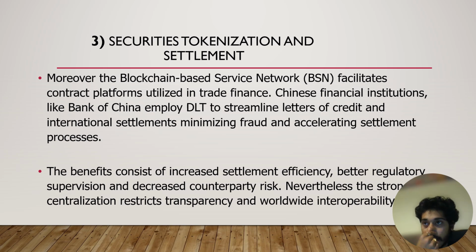In this industrial use case, we have used the blockchain-based service network, BSN, which facilitates smart contract platforms utilized in trade finance. Chinese financial institutions like the Bank of China employ DLT to streamline letters of credit and international settlements, minimizing fraud and accelerating the settlement process. The benefits are increased settlement efficiency, better regulatory supervision, and decreased counterparty risk.